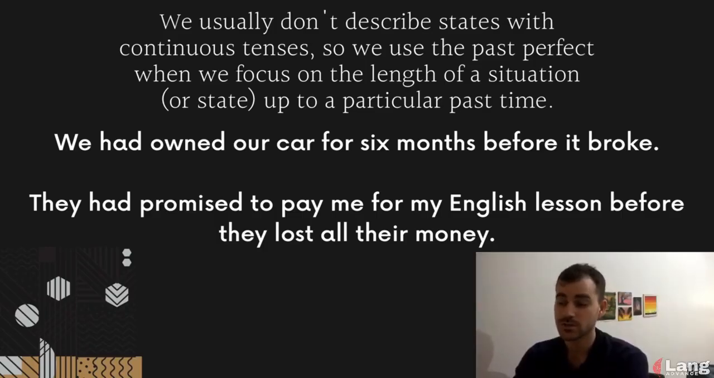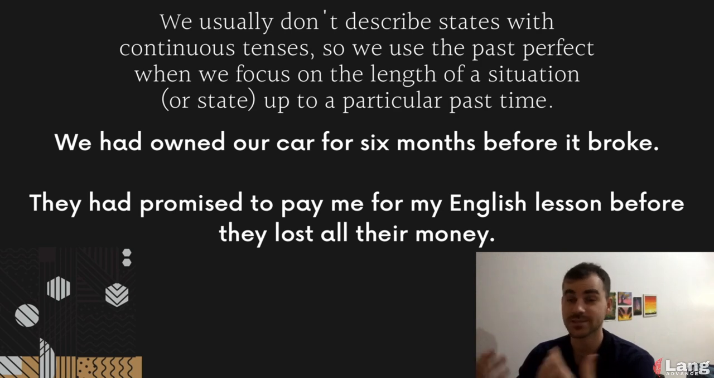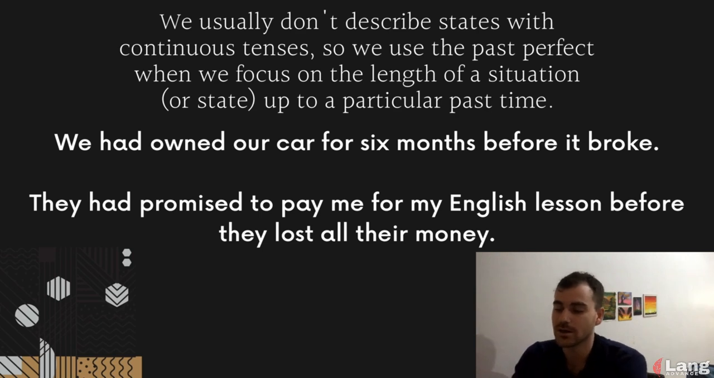We usually don't describe states with continuous tenses, so we use the past perfect when we focus on the length of a situation or state up to a particular past time. We had owned our car for 6 months before it broke. So we cannot say we had been owning our car because own is a state verb, which describes a state of being and not an action. They had promised to pay me for my English lesson before they lost all their money.